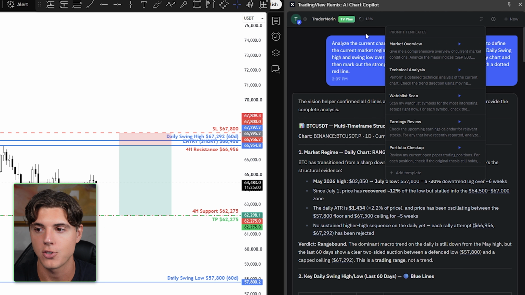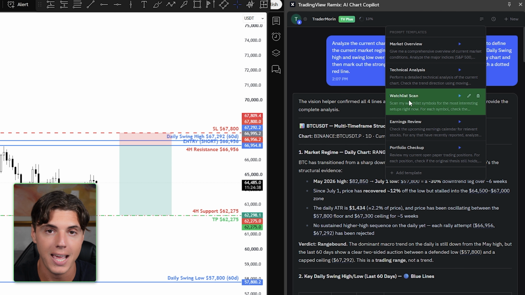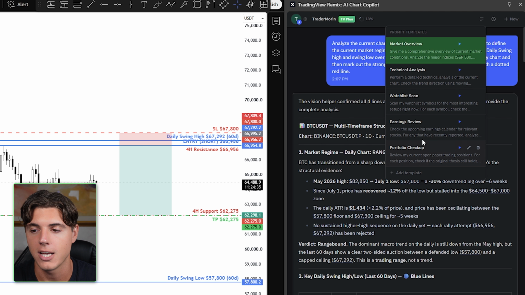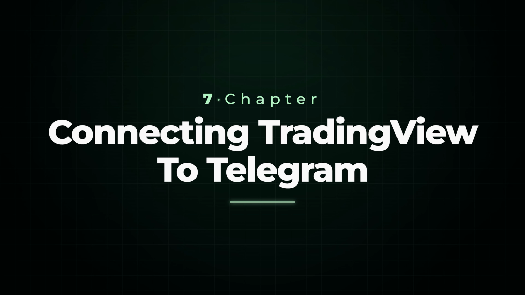Some other honorable mentions are from the prompt templates. Now you can have it do a watch list scan, a whole overview of the market, as well as, for example, an earnings review or even a portfolio check. But one of the most hidden features is actually being able to connect TradingView's AI to Telegram, so that the alerts that I've set, I could actually get them sent to me on my phone through Telegram.